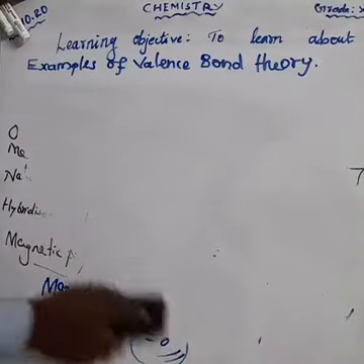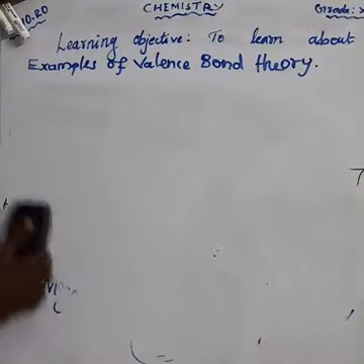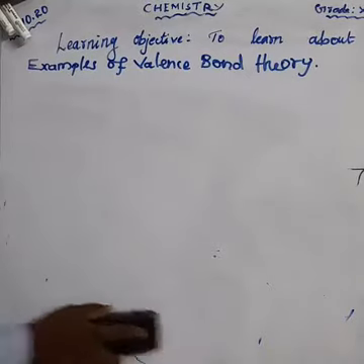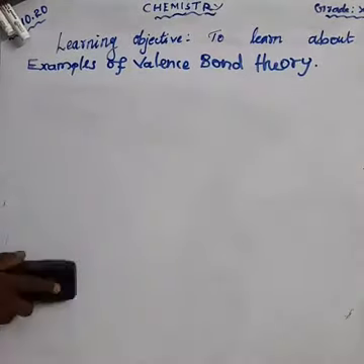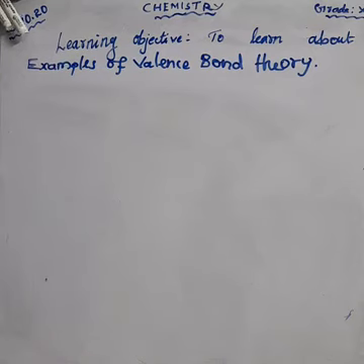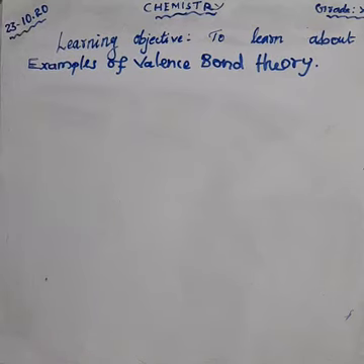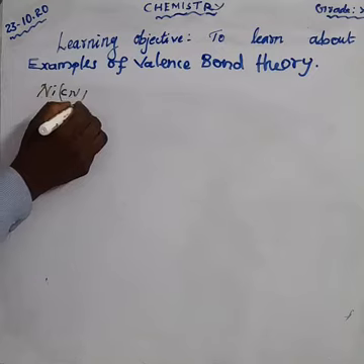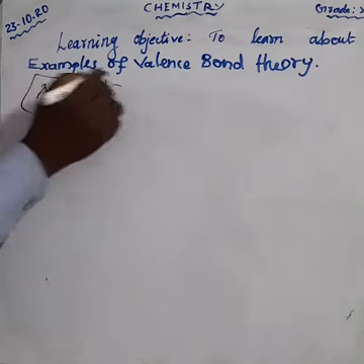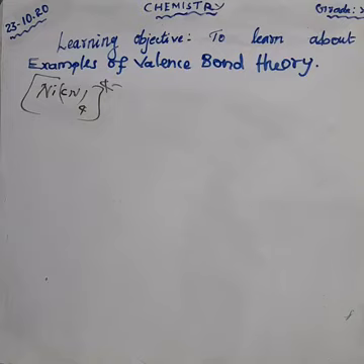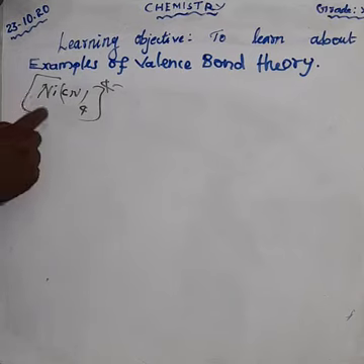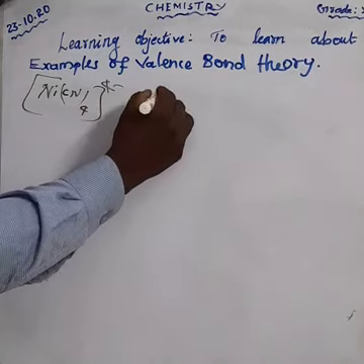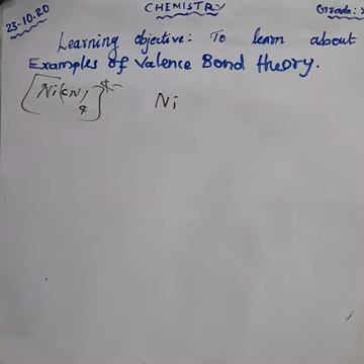[Ni(CN)4] 4 minus. This is the next complex. Here one of the ligands is cyanide. Okay. This is another complex. Here also we write the central metal atom or ion and its electronic configuration. Which one is the central metal atom? Nickel. Nickel is the central metal atom.